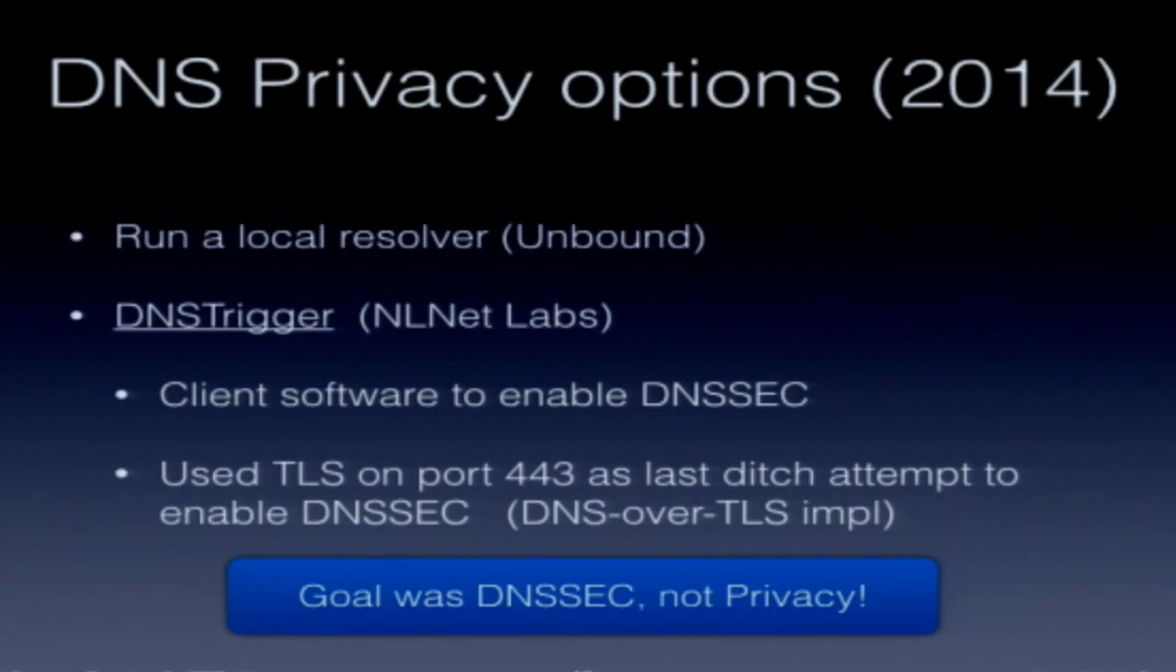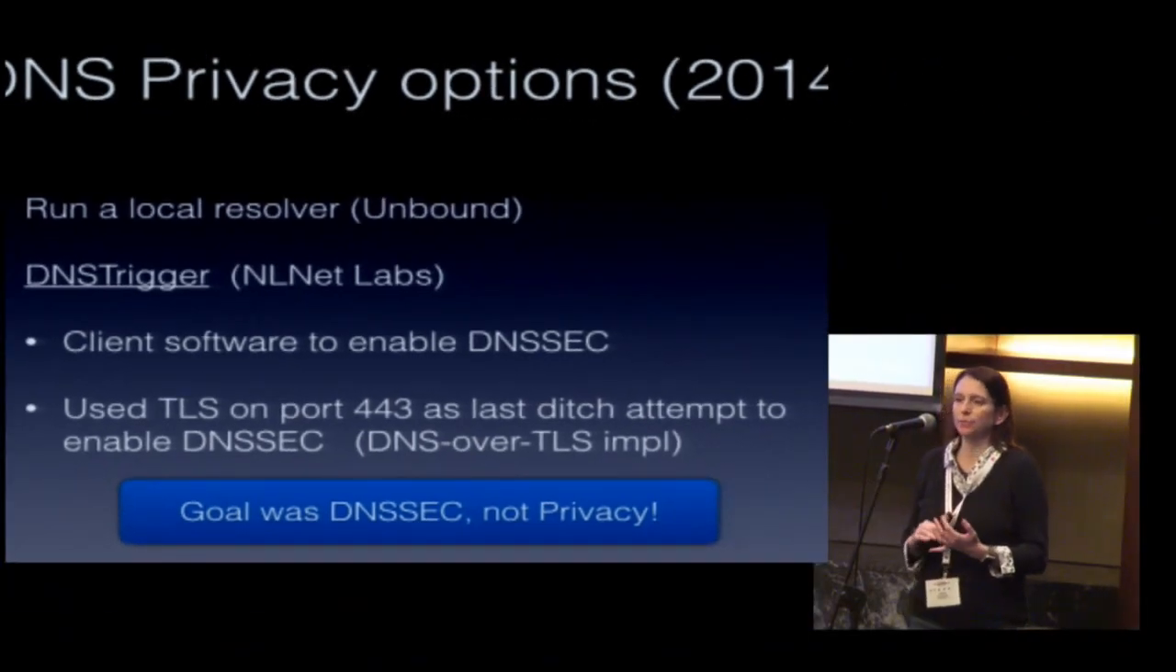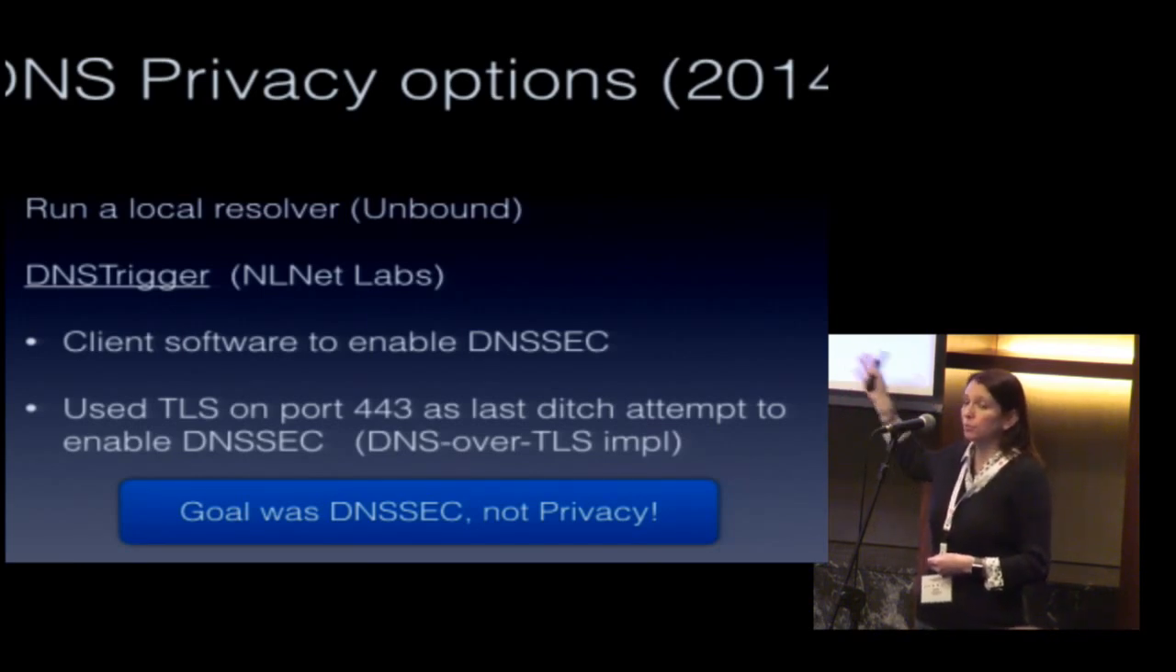Also, what came out around this time was a tool called DNSSEC-Trigger. Now again, the motivation for this was to enable DNSSEC on an end-user computer, and the privacy aspects were a byproduct. But what it did was use, as a last-ditch attempt, DNS-over-TLS on port 443. But what this did mean is there was an implementation of encrypted DNS out in the wild that some users were able to leverage and use for their own ends to do private DNS even at this early stage.